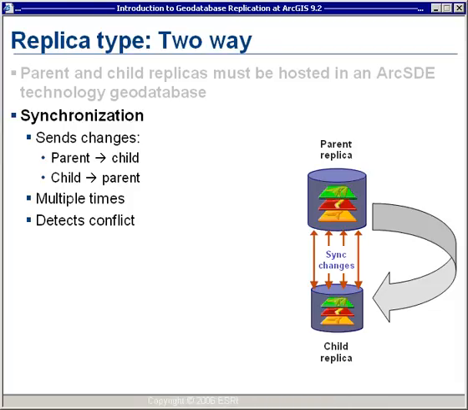If the same row is edited in both replica geodatabases, it will be detected as a conflict when the replicas are synchronized. Reconcile policies are provided at synchronization time to define how the conflicts will be processed. And we'll take a closer look at this when we discuss replica synchronization.